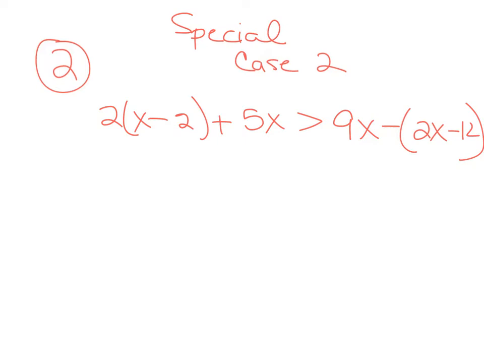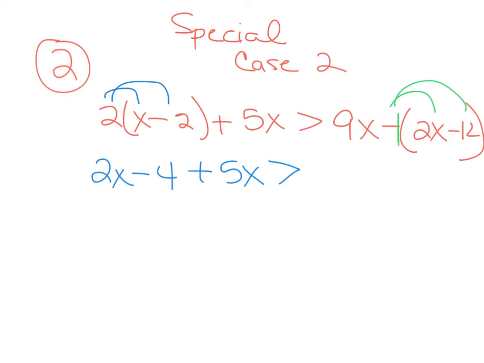Okay, so here's problem number 2, so go ahead and write it down. And again, we're going to work this one out together so that you can see how it becomes a special case problem. All right, so step 1, we don't have any fractions, but we do have distributive properties on both sides, so we need to do that first. So when I take 2 times x minus 2, I get 2x minus 4 plus 5x is greater than. On the right-hand side, you need to remember there's an imaginary 1 outside this parentheses, so we're actually distributing a negative 1. So I don't touch the 9x. Negative 1 times 2x is negative 2x. Negative 1 times negative 12 is plus 12.